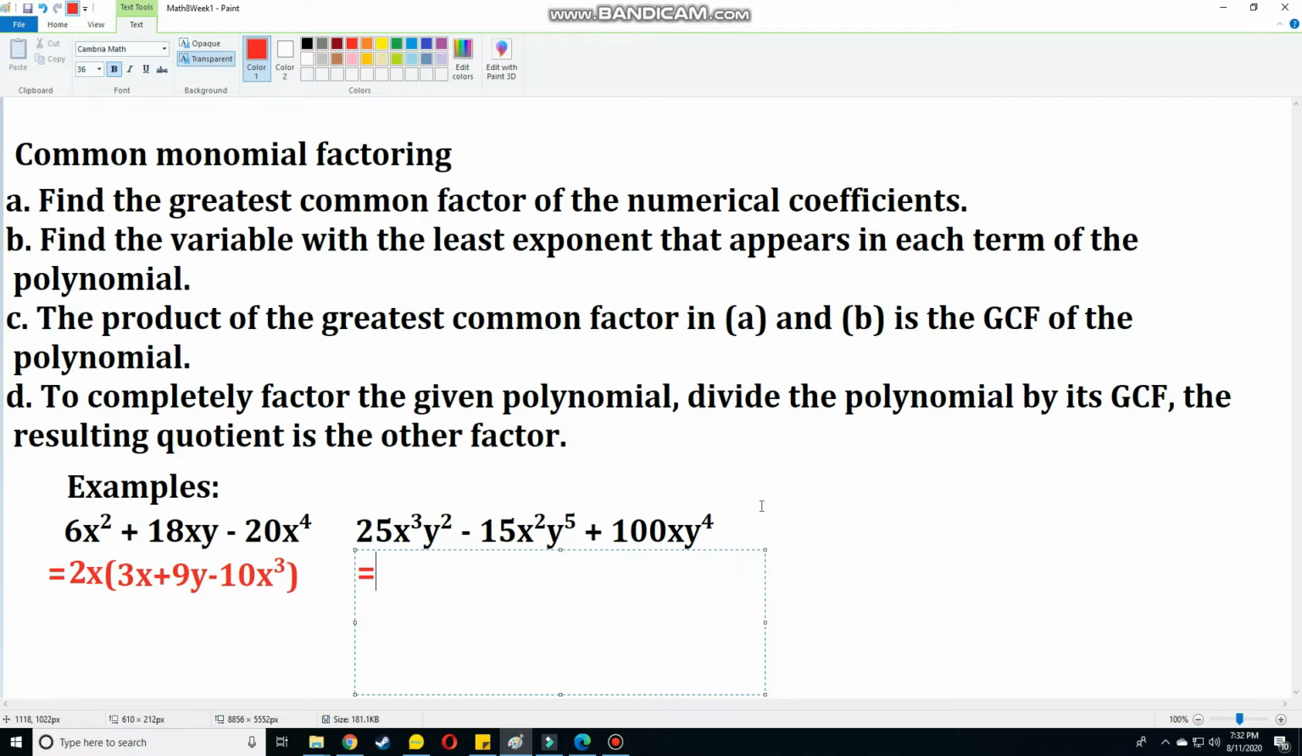Our numerical coefficients here: on the first term we have 25, on the second term we have 15, and on the third term we have 100. And what's the greatest common factor? When you are asked what's the greatest common factor, it is the greatest number you can divide to all of them. Now, if you have a problem finding the GCF, you may apply prime factorization.